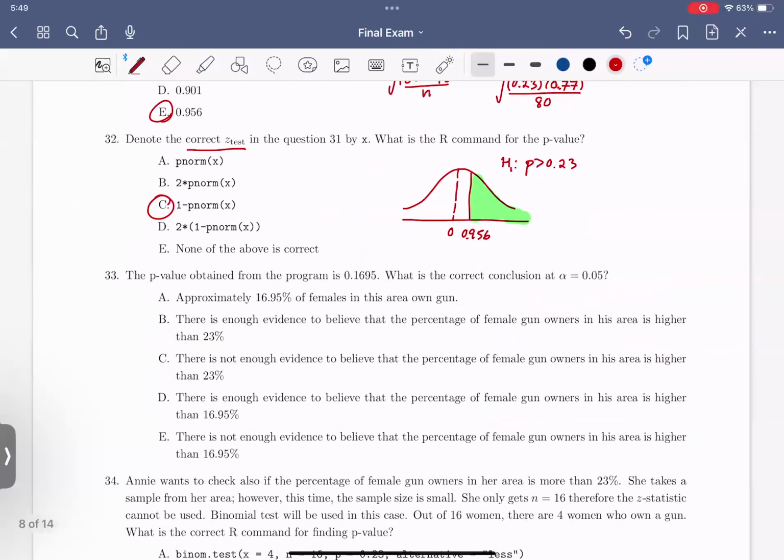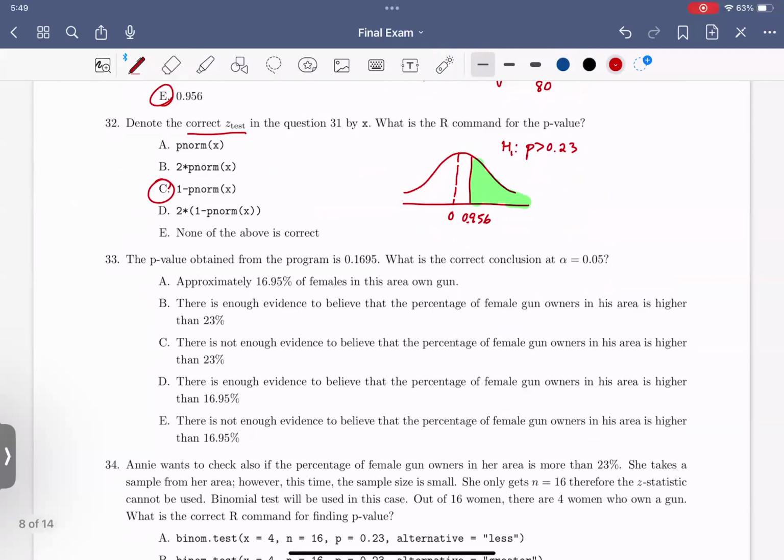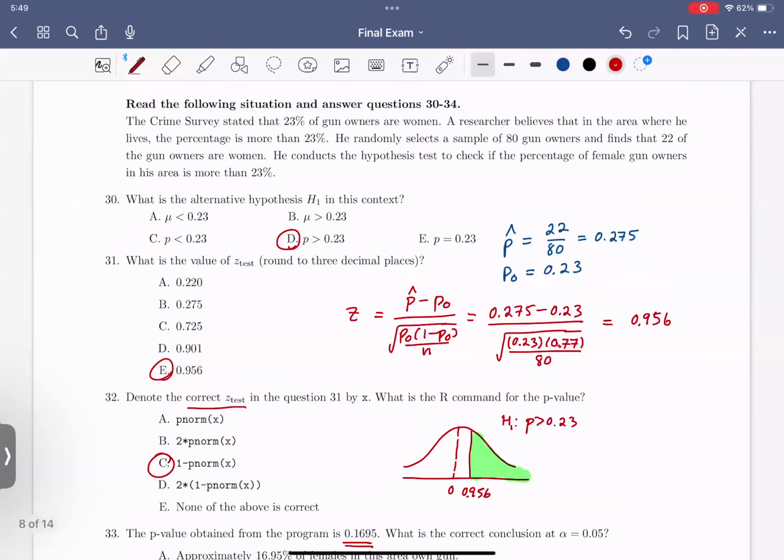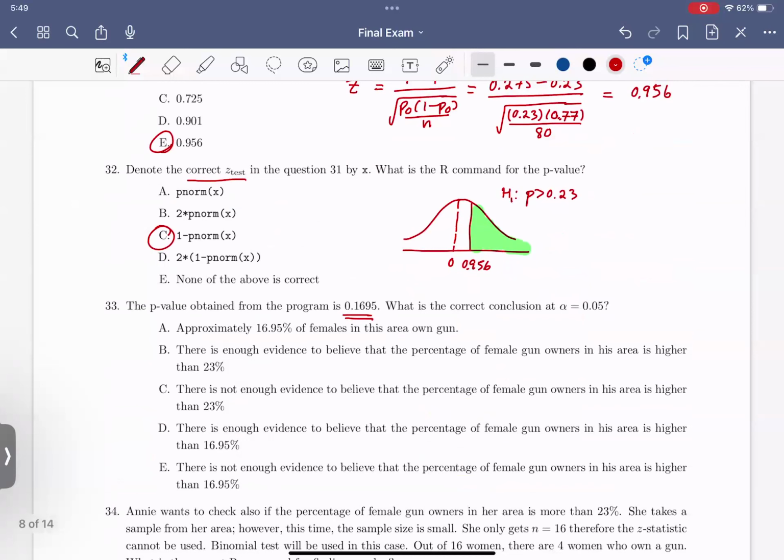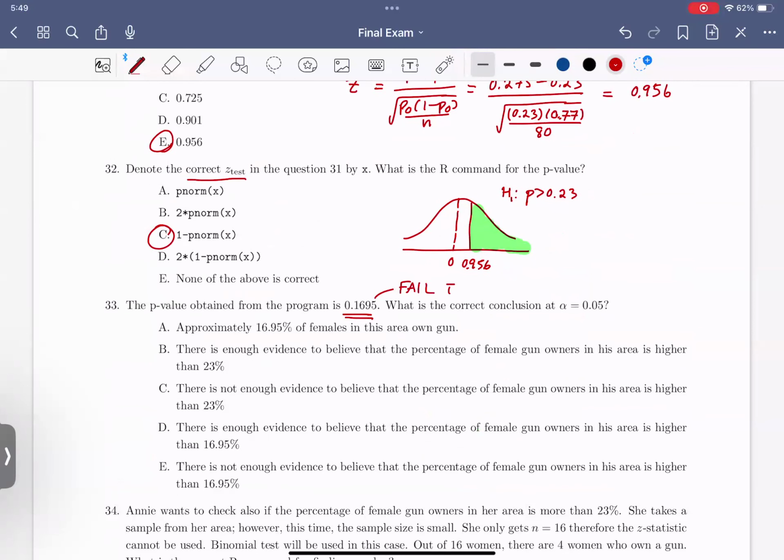All right. Question 33, the p-value from the program is 0.1695. What is the correct conclusion? Well, of course, the p-value is big. That means you fail to reject the null hypothesis. That means you should believe H0, which means you believe that P is equal to 0.23. Or that means you don't have enough evidence to conclude that P is greater than 0.23.